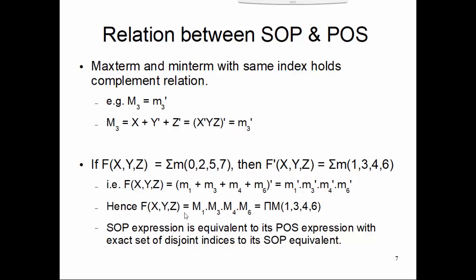Now let's think of a function f of x y z. If it is sigma of 0 to 5 and 7, then the inverse function of that, we already did cover the inverse function, or I think we called it the complement of a function. Remember we had this discussion, dual of a function and complement of a function. So the complement of that function would actually be sigma of m1 3 4 6.